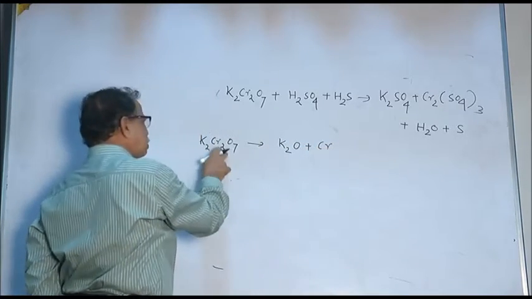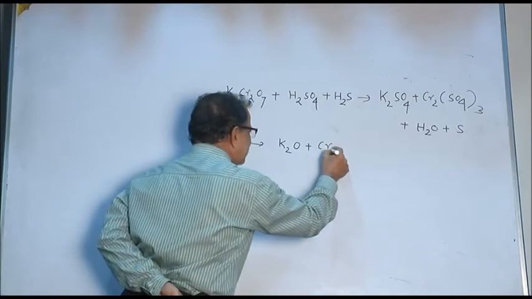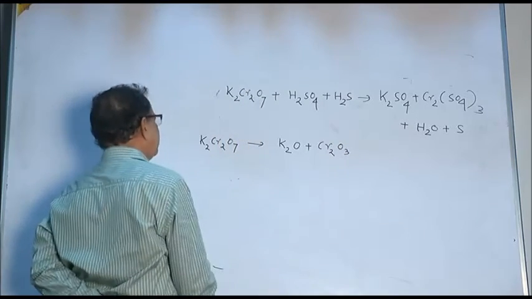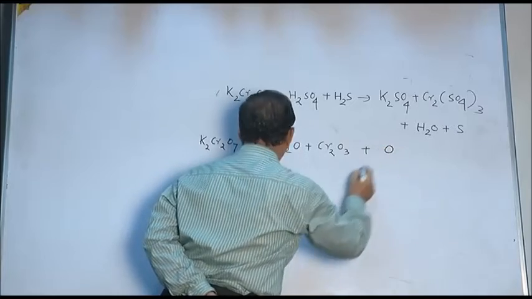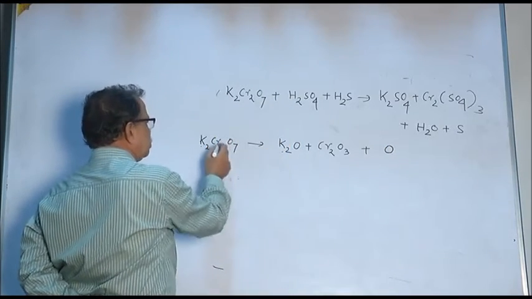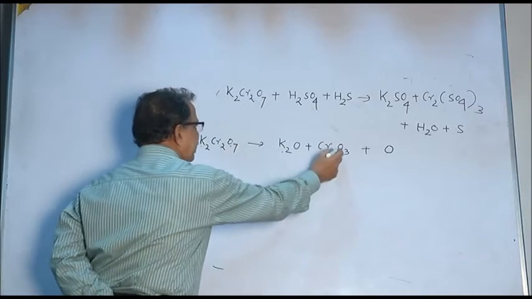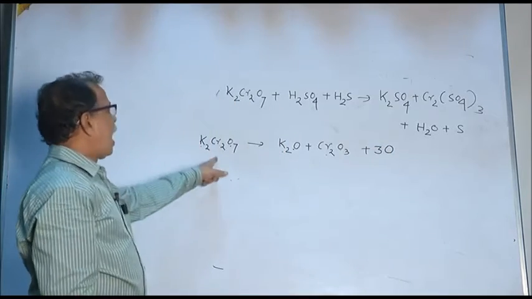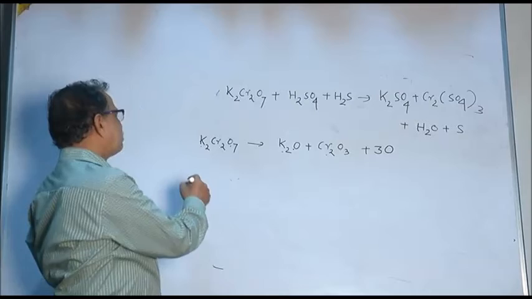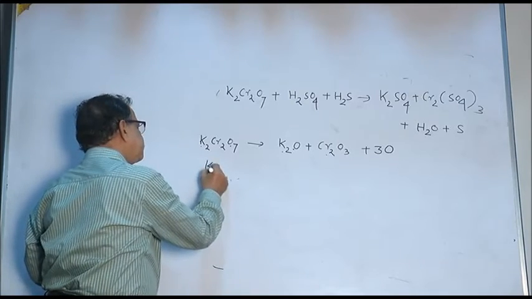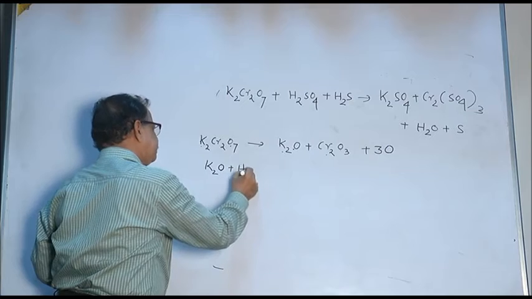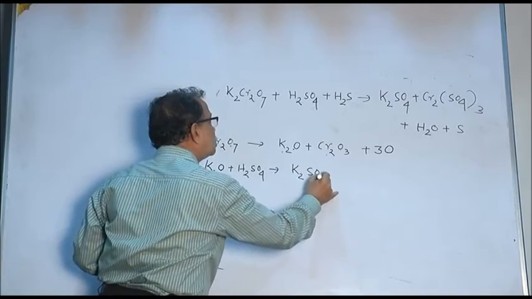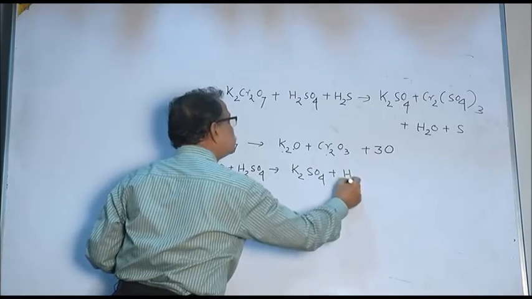We have to break this bigger molecule K2Cr2O7. It makes K2O, potassium oxide, then chromium oxide. Chromium valency is 3, oxygen is 2, so Cr2O3 plus O. How many O? This balances: 2K, 2K, 2Cr, 2Cr, 7O, 3 plus 1O, 4O, this will be 3O. Then each part reacts with sulfuric acid. K2O plus sulfuric acid forms K2SO4 plus H2O.